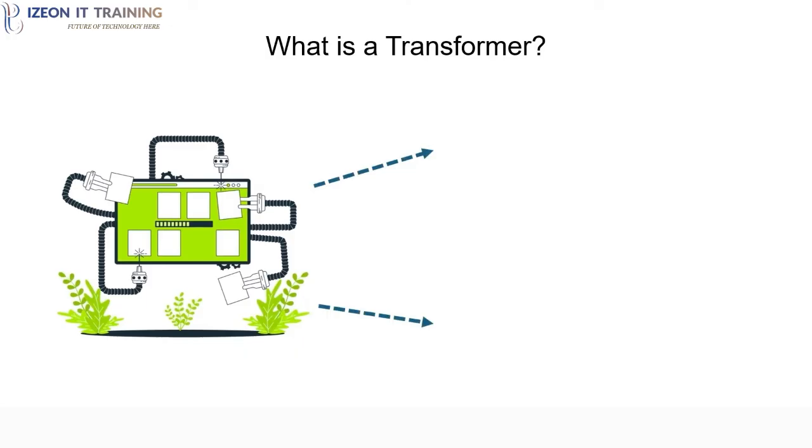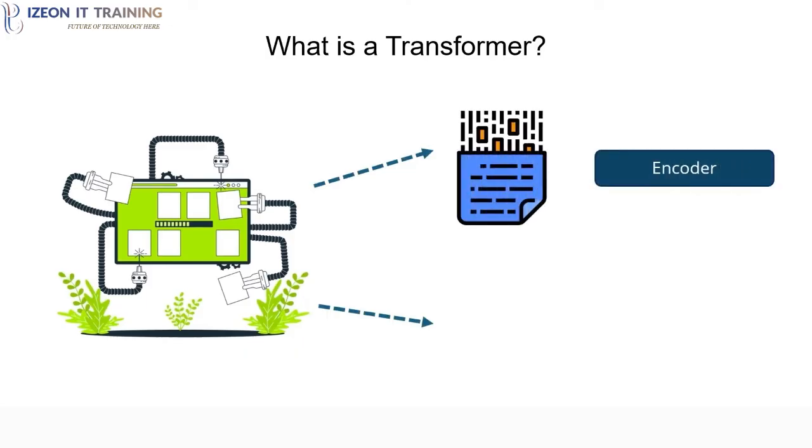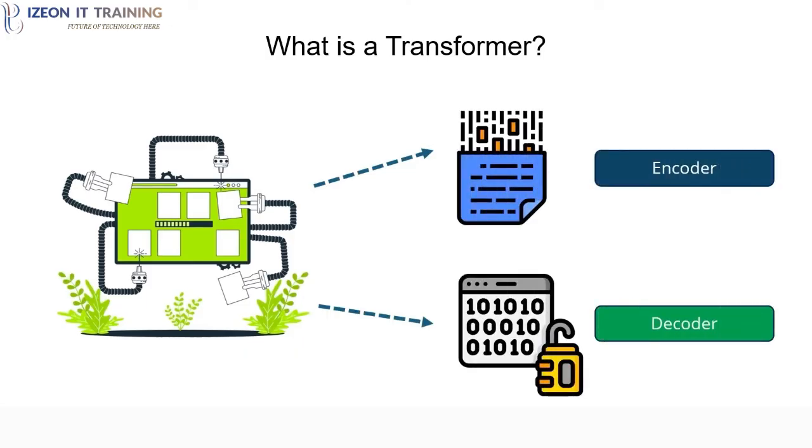A transformer has two primary components, encoder and decoder. The encoder identifies relationships between parts of the input sequence, whereas the decoder uses these relationships to generate the output sequence. This division is what allows transformers to handle tasks like text translation or summarization with remarkable accuracy.